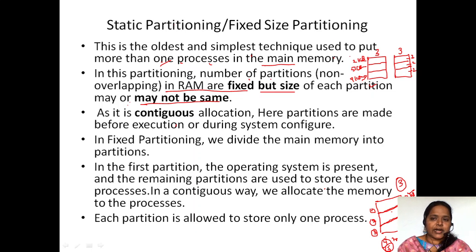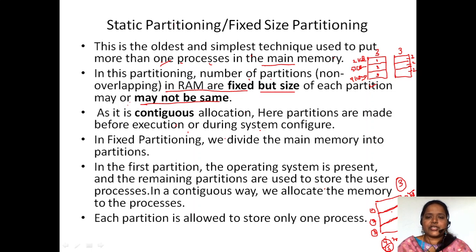The size of each partition, the first, second and third, may not be the same. So this is the fixed partitioning. As it is contiguous allocation, partitions are made before execution or during system configuration. Before execution, or when we are configuring the system, we make it into 11 partitions, 12 partitions, like that. Later on we are not going to change those partitions. So that is the fixed partitioning.